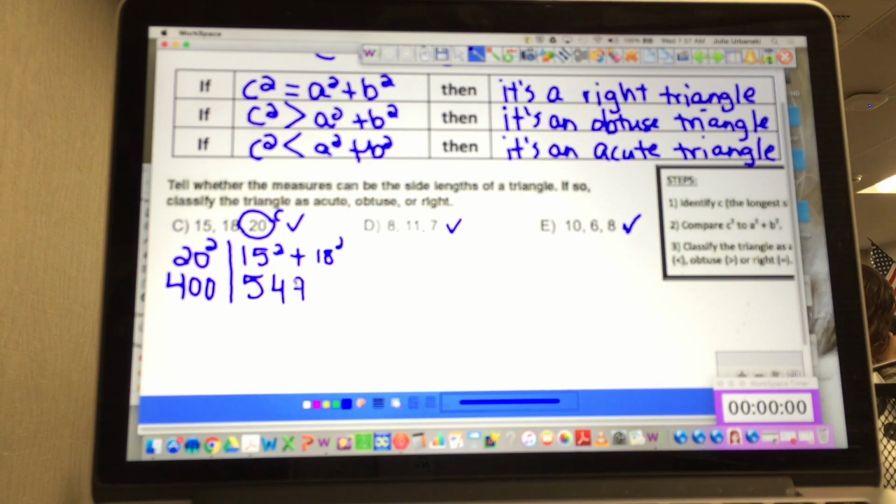So now we look at that. Do I put a greater than sign or less than sign? 400 compared to 549. That's less than. 400 is less than the number 549. You see how that works? The open end goes towards the bigger number. So, what kind of triangle will we call it? Acute. Less than 90 is acute, so it's an acute triangle. Okay, and that's all there is to it.